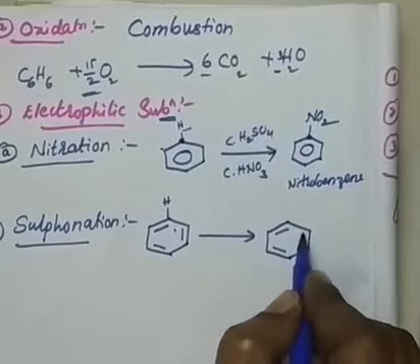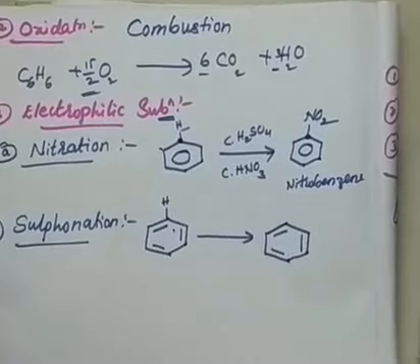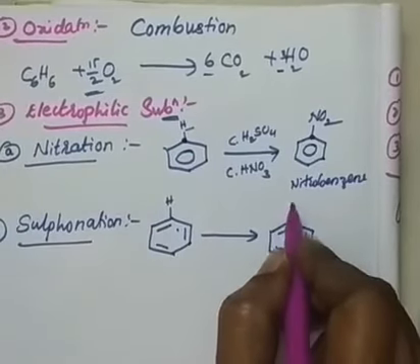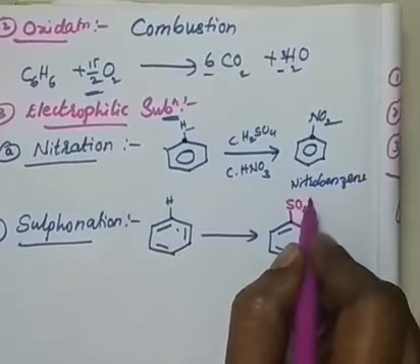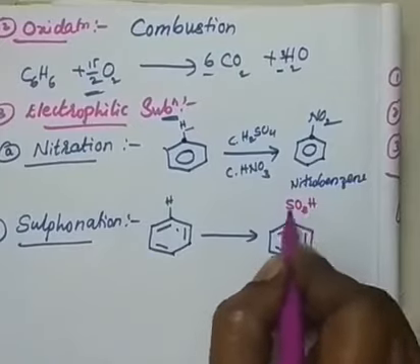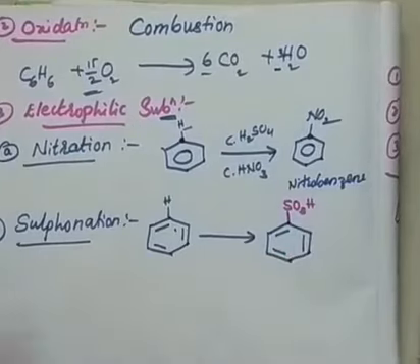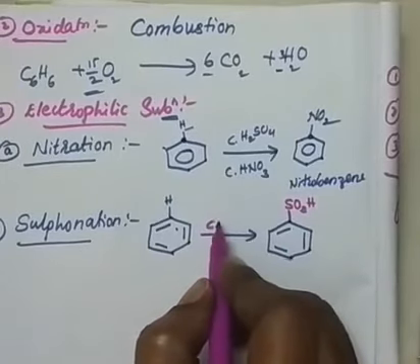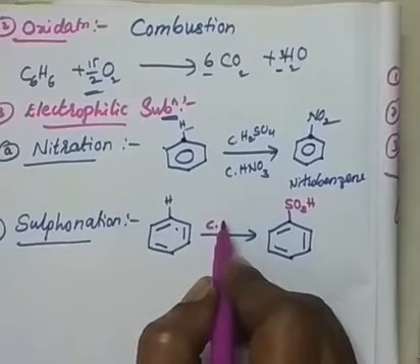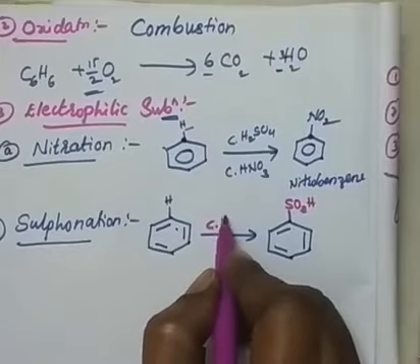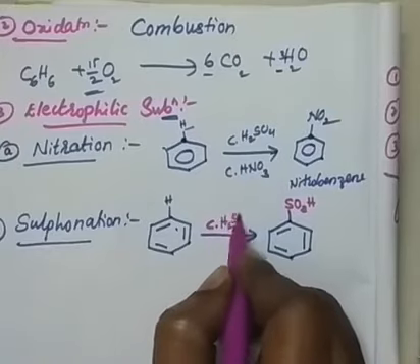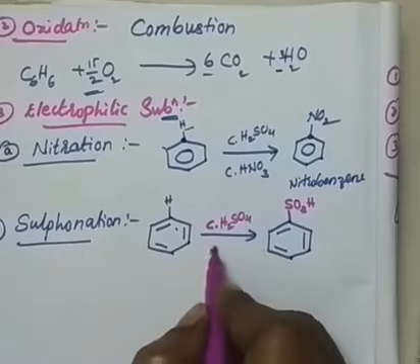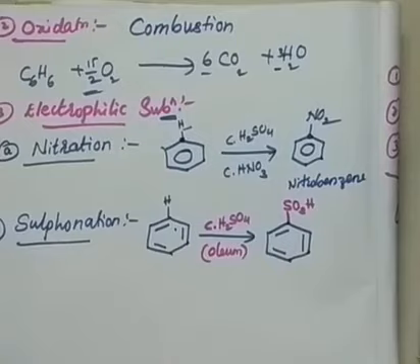See, I am not disturbing the ring system. I am just replacing the hydrogen atom with an SO3H group. This is called the sulfonic acid group, and this can happen in the presence of heating oleum or fuming sulfuric acid. We say fuming sulfuric acid, concentrated sulfuric acid, one and the same, right? Oleum, fuming sulfuric acid, or concentrated sulfuric acid, all one and the same.